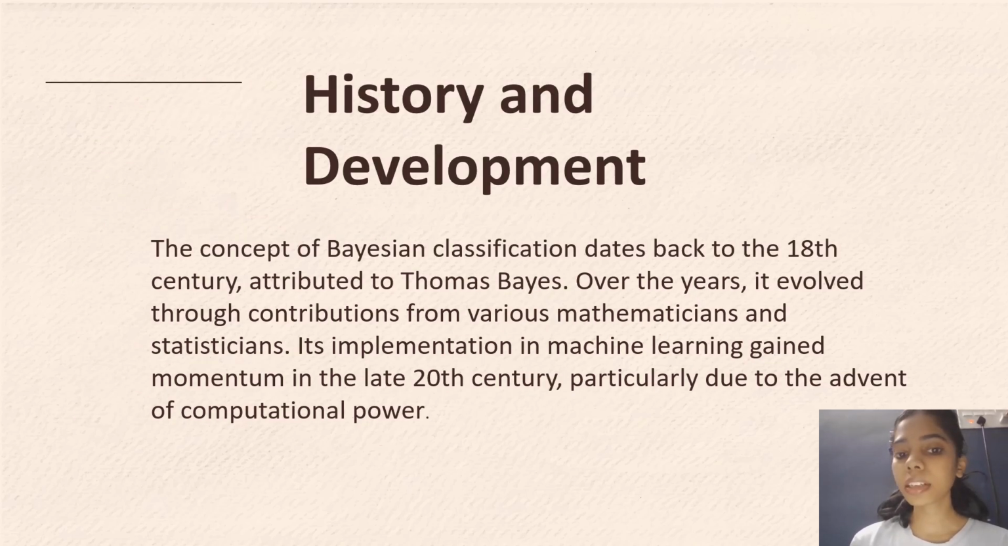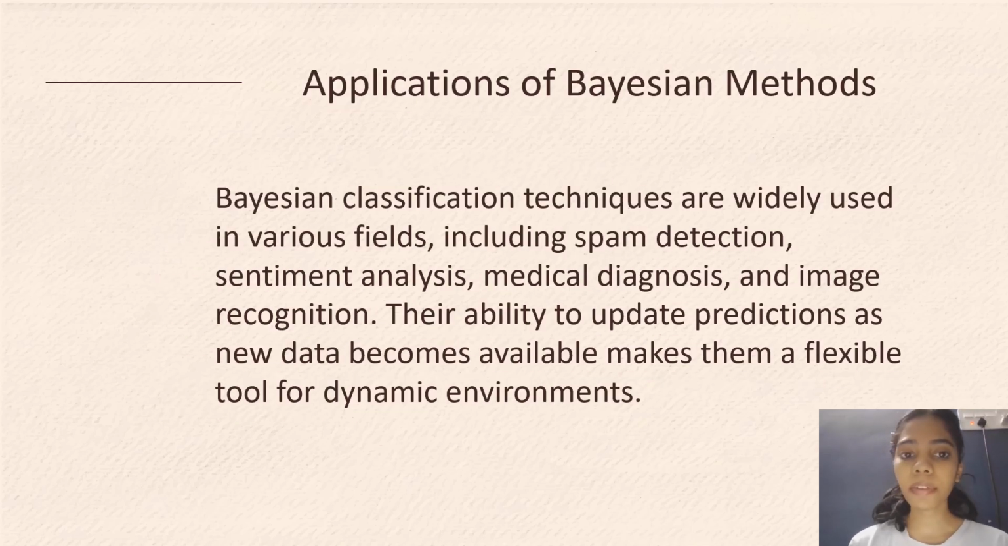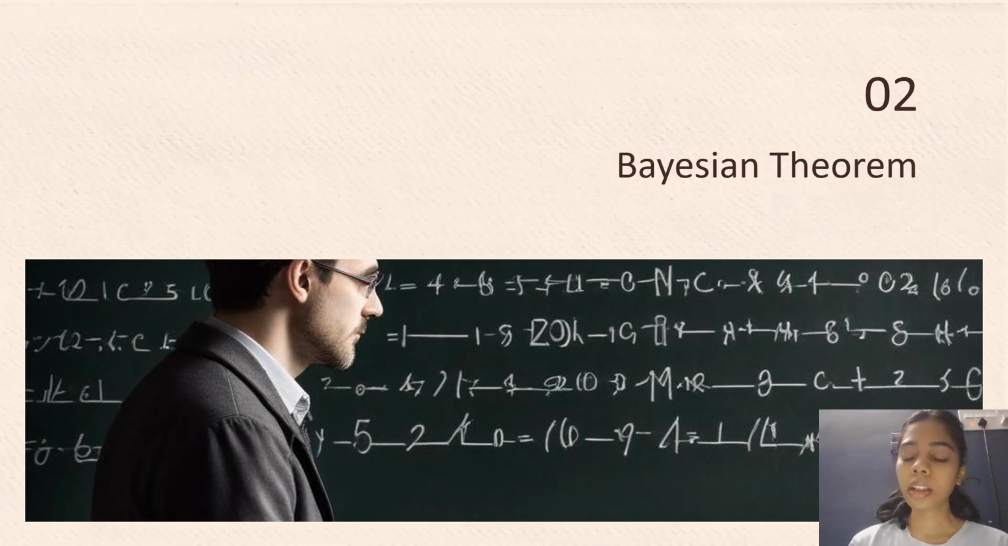The concept of Bayesian classification dates back to the 18th century, attributed to Thomas Bayes. Its implementation in machine learning gained momentum in the late 20th century, particularly due to the advent of computational power. The applications of the Bayesian methods include various fields like spam detection, sentiment analysis, medical diagnosis, and image recognition.